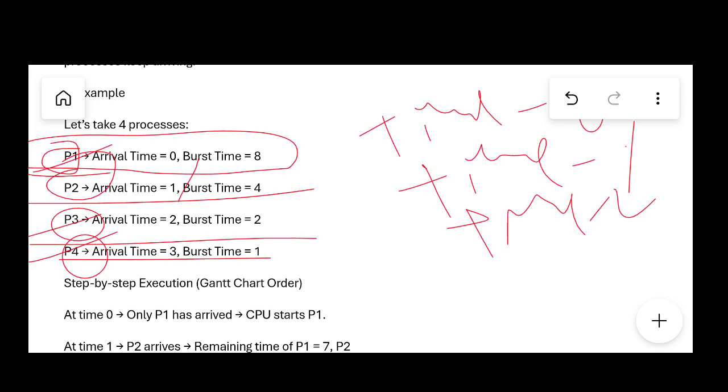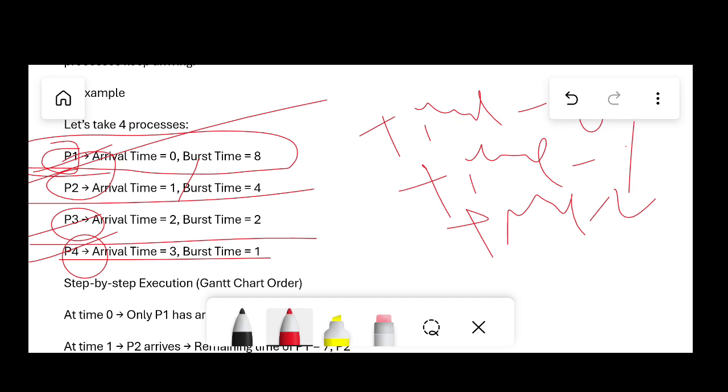So here, at time 0 only P1 has arrived, so the CPU starts with P1. At time 1, P2 arrives. The remaining time of P1 is 7, and the P2 burst is 4. Since P2 is shorter, the CPU switches from P1 to P2. At time 2, P3 arrives. The remaining time of P2 is 3, and the P3 burst is 2. So P3 is shorter, and the CPU switches to P3.